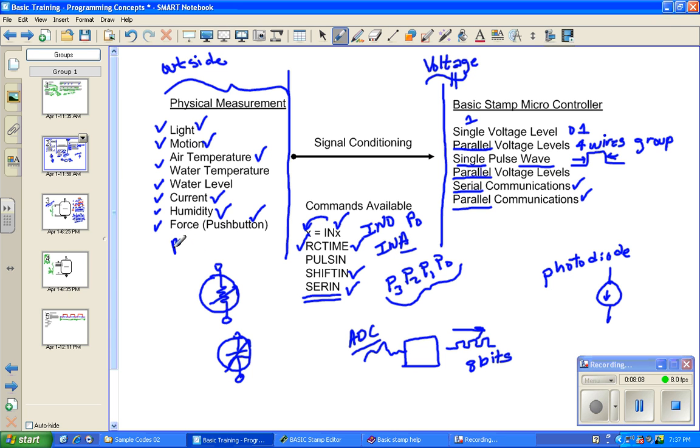This is for your RFID components, and maybe if you're receiving a message from your GSM modem, you also use the SERIN command to communicate with that component.